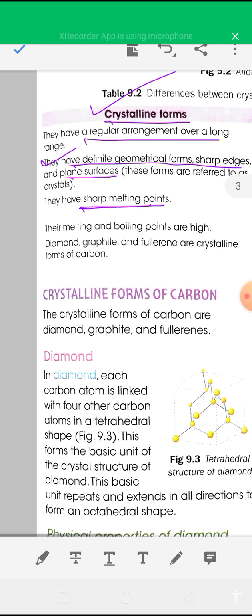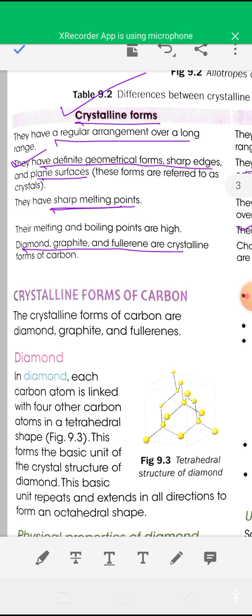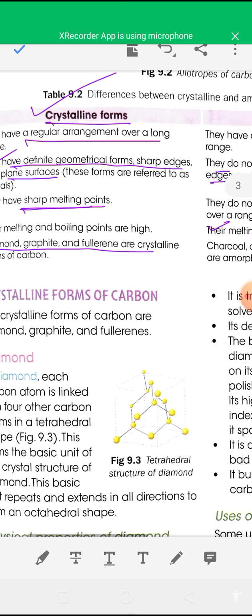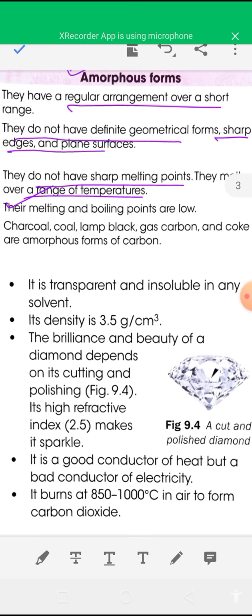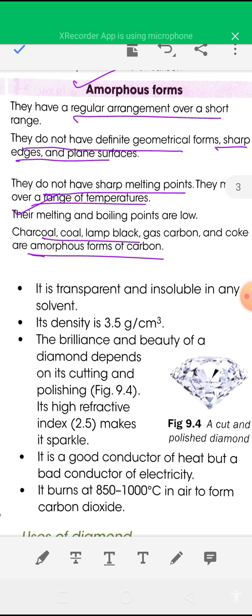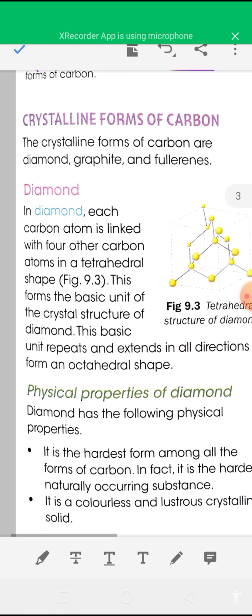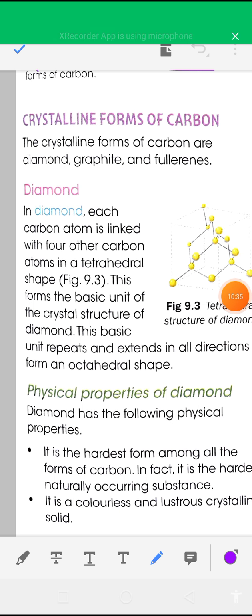Now see the crystalline forms of carbon: diamond, graphite, and fullerenes. These three are crystalline forms of carbon, and the amorphous forms of carbon are charcoal, coal, and lamp black. The difference between amorphous and crystalline forms is given here, and you have to read it. So now the first crystalline form of carbon is diamond.